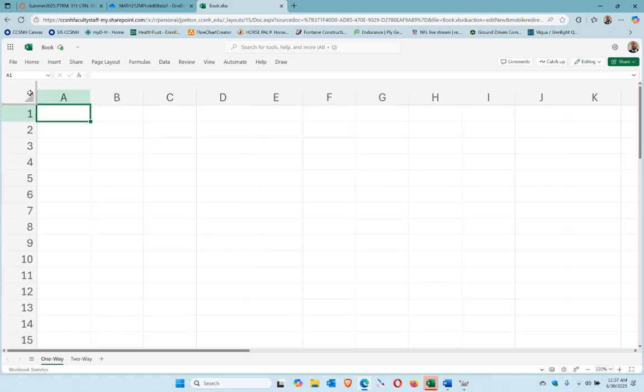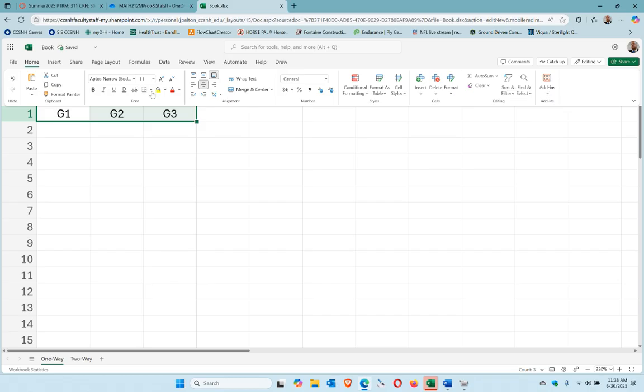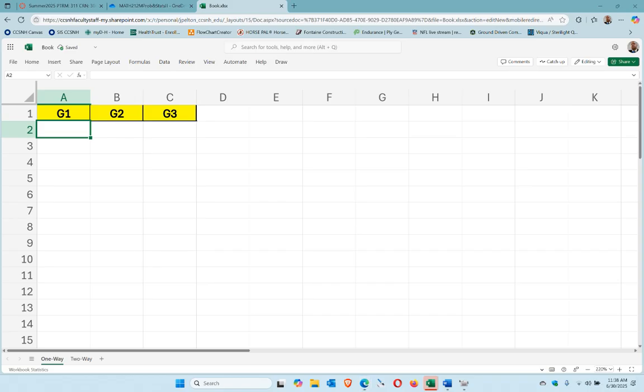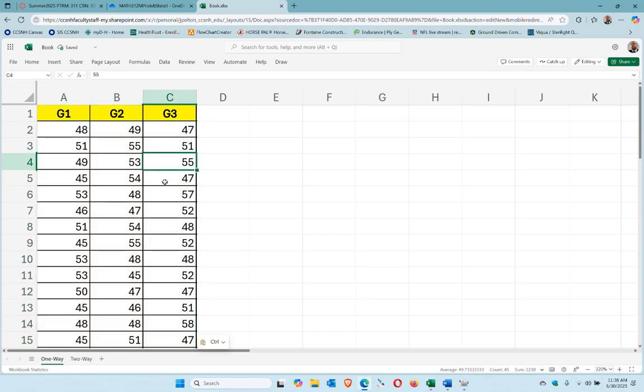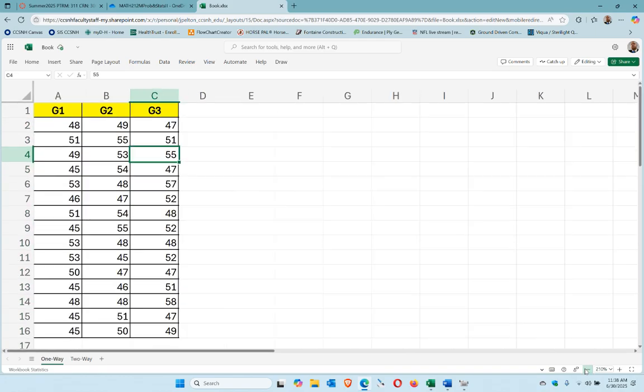Okay, so for the one way we have group 1, group 2, and group 3. We don't really need to differentiate which one's US, Mexico, or Canada. It doesn't really matter. The numbers, I'm just going to copy in. There's our numbers. So let's actually go down a box. We'll say group 1, group 2, and group 3.